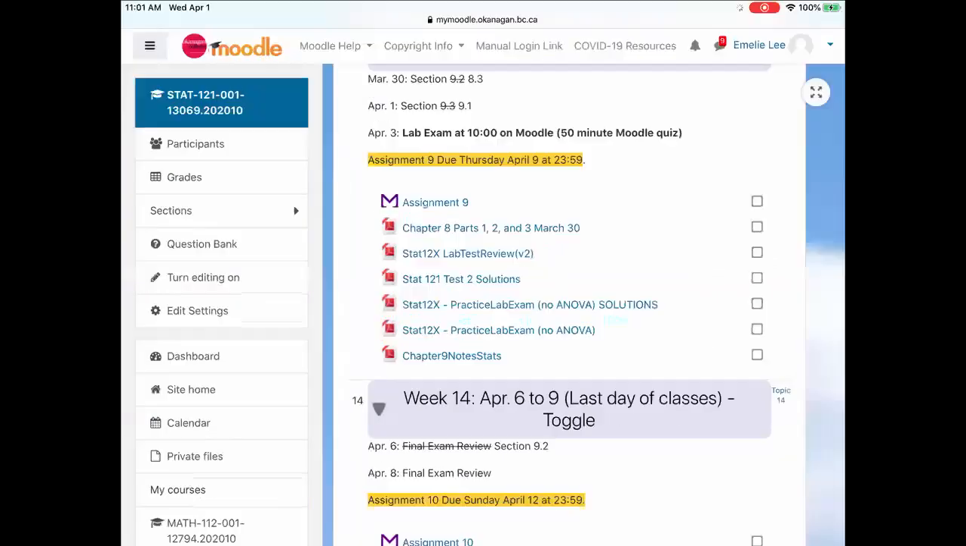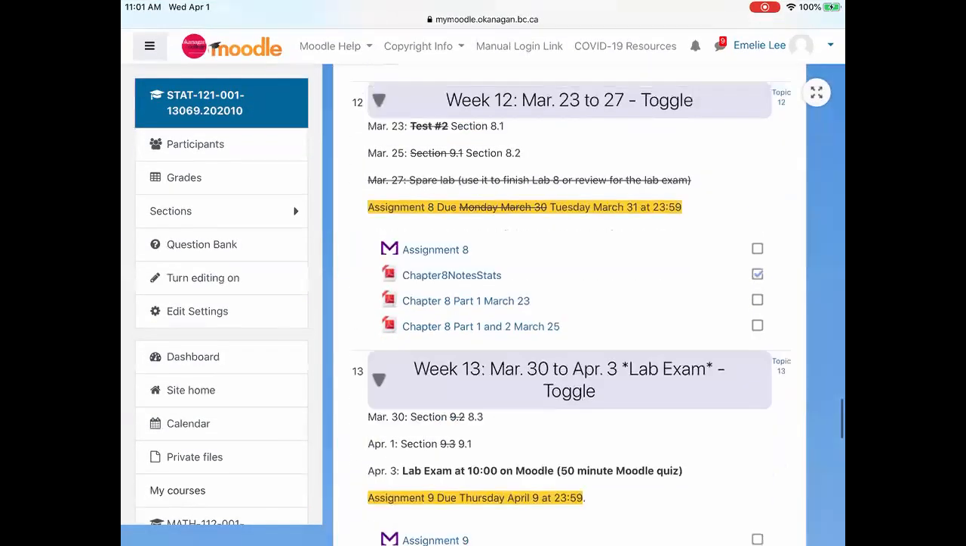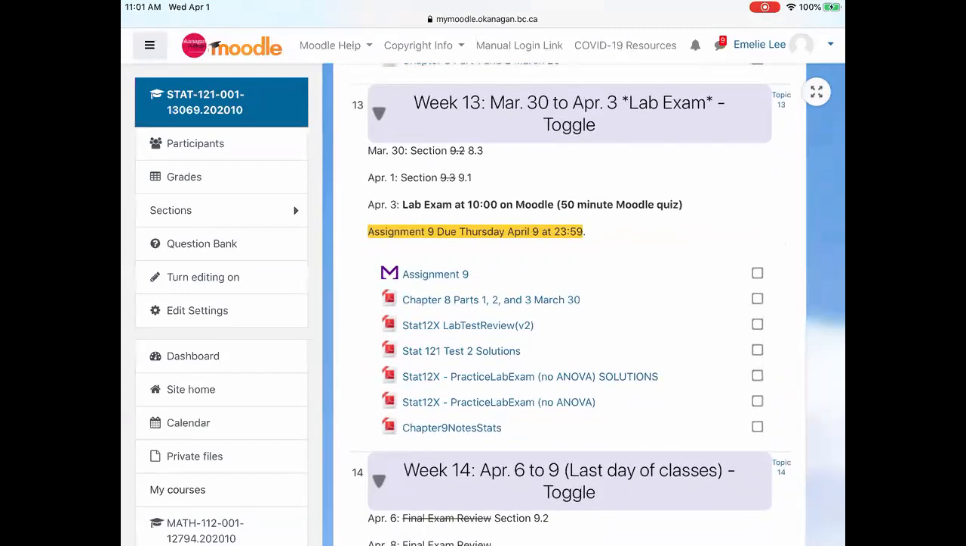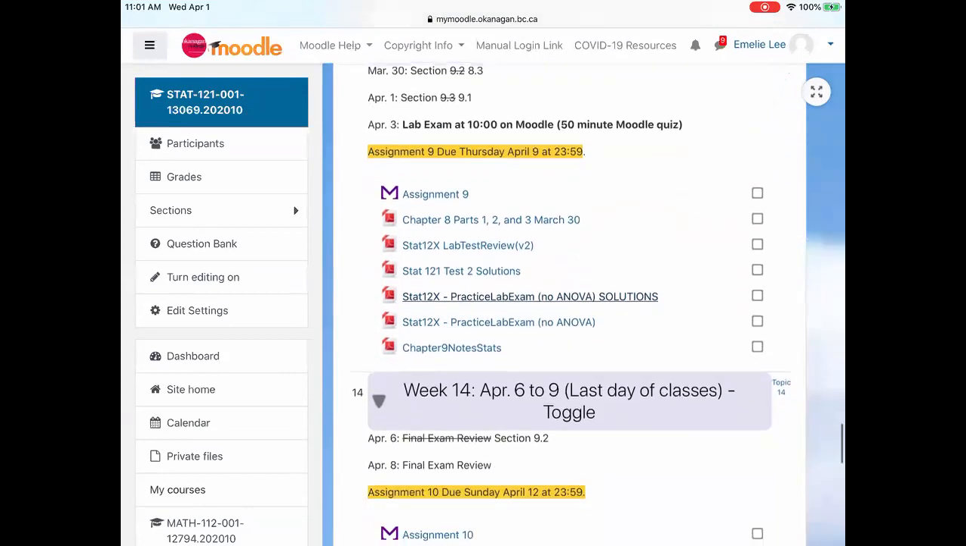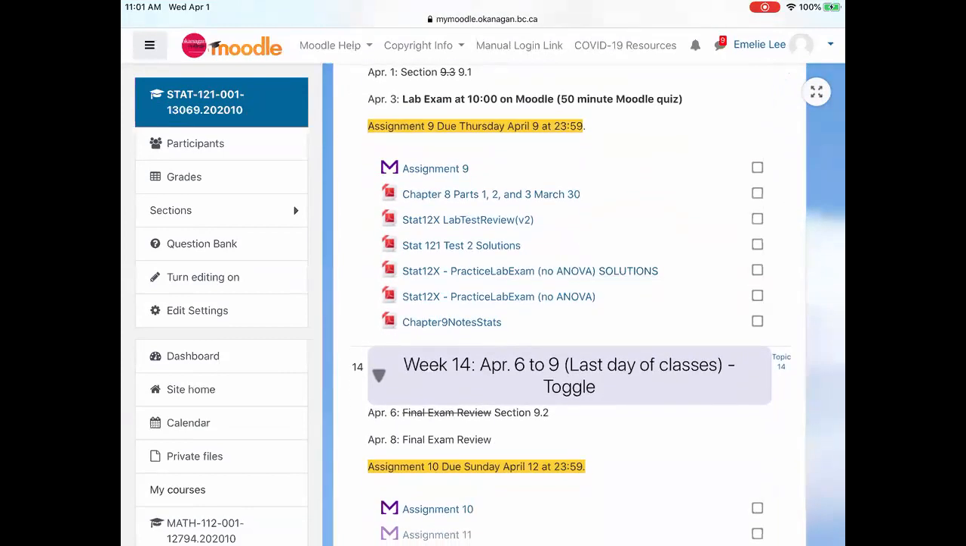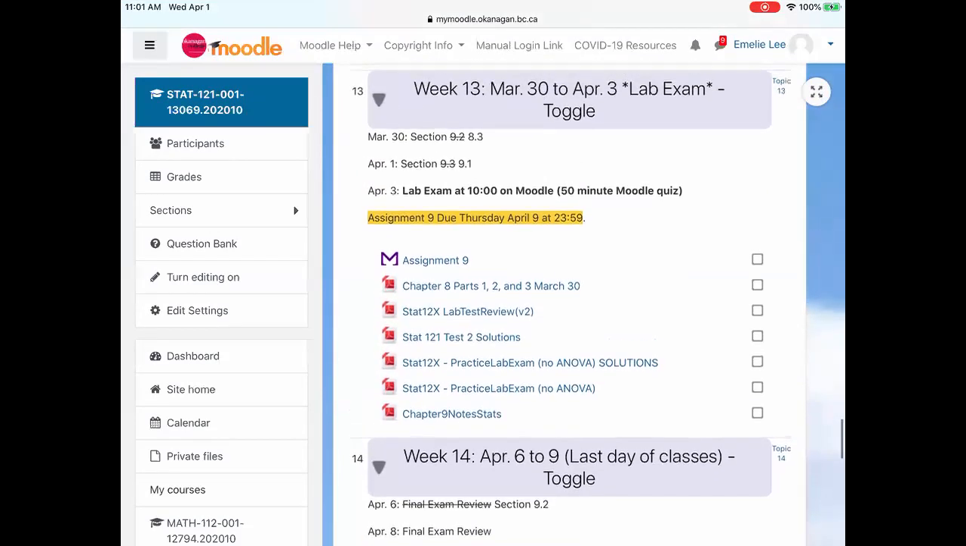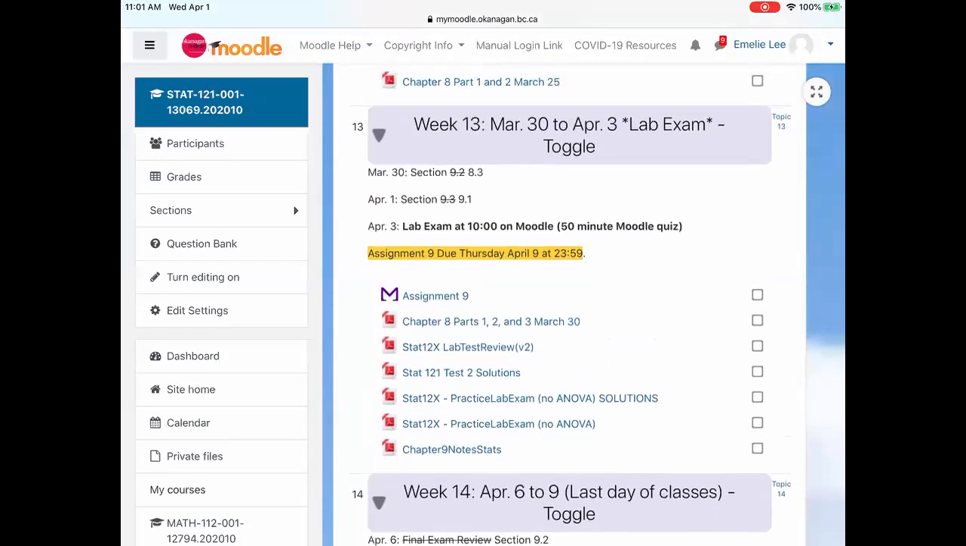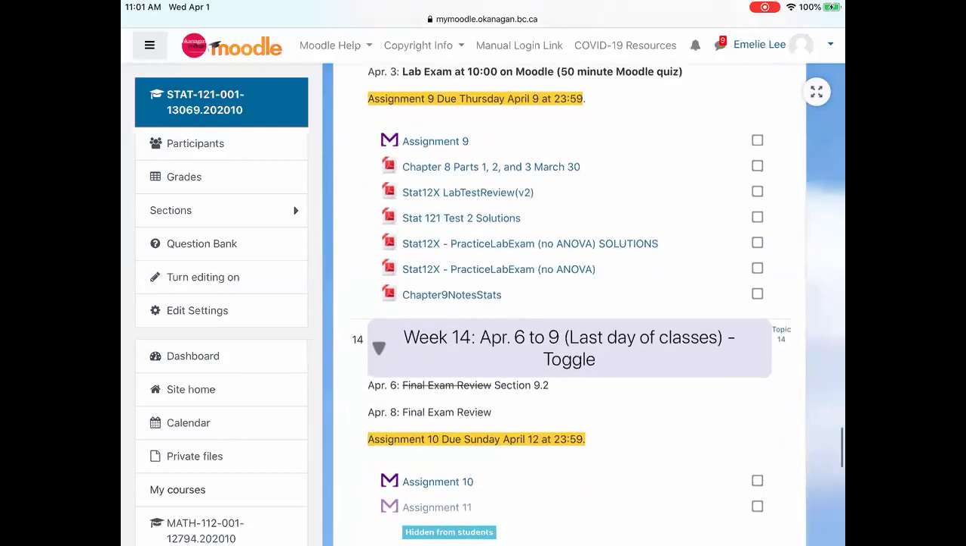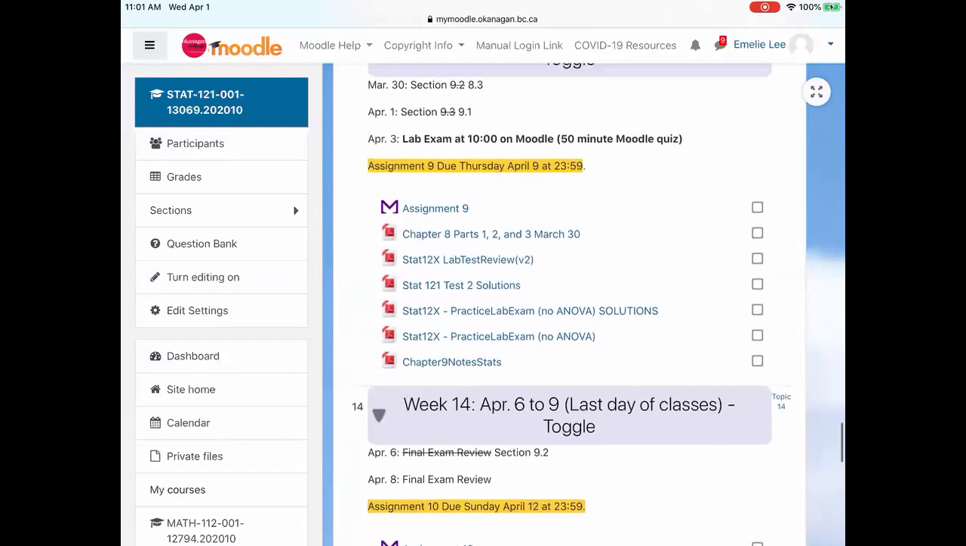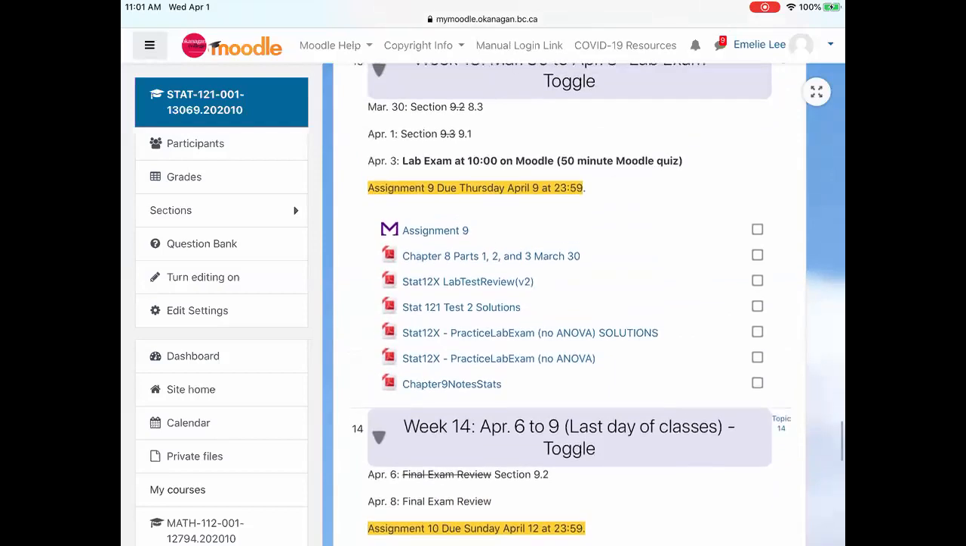One thing I wanted to show you was on Moodle first. Where are we here? Oh yeah, this week. I don't have a pointer, so you'll just have to guess where I'm pointing. Today we're doing section 9.1, and on Monday we'll do section 9.2, and then that'll be it. Then we've got our lab exam at 10 on Moodle, just a 50-minute Moodle quiz on Friday. Your assignment 9 is due on Thursday, April 9th, and assignment 10 is due on Sunday, April 12th. So you've got a lot of time to do those.